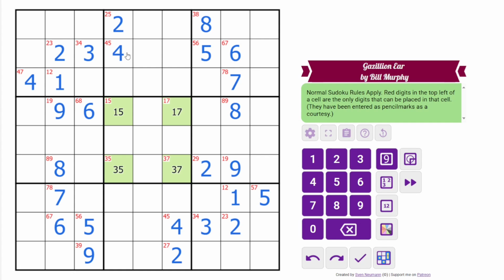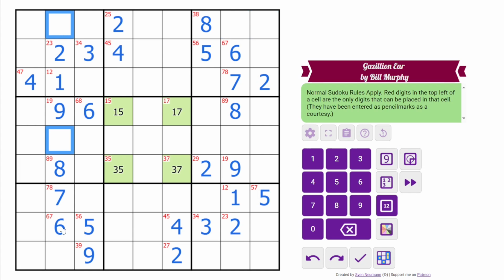Let's start with 2. There are 2s here. 2 must go here in this box. 3 is going to go up here somewhere. I don't think I want to use that. Let's look at these columns, actually. I think this is what I used when I test solved this.